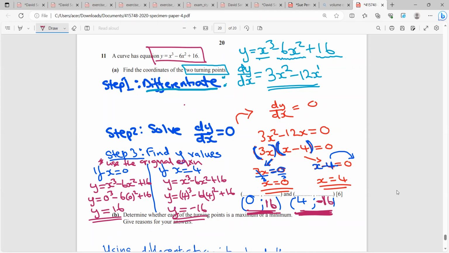So step 1, you differentiate. Step 2, solve dy/dx equals 0. And then step 3, you find the y values. If you do this, you're going to get those 6 marks. Are we together? Any questions on these steps?